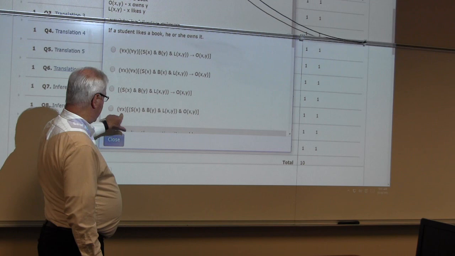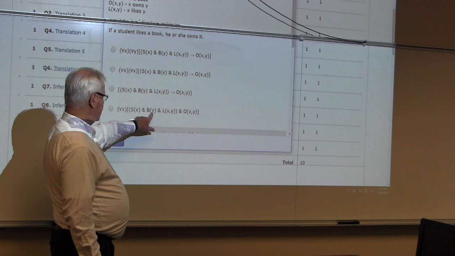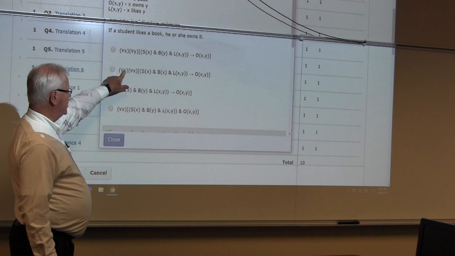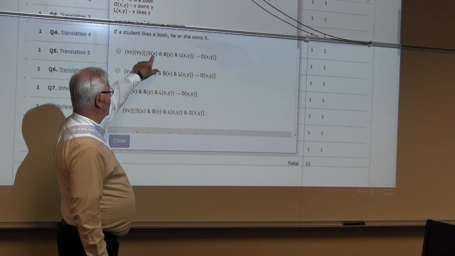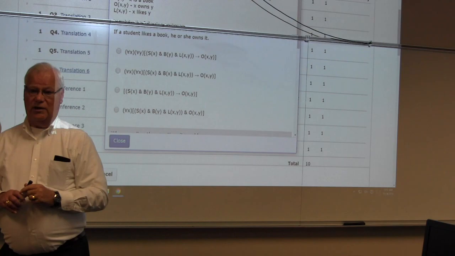For all X, where X is a student, and Y is a book, but wait a minute. We didn't say whether it's all Y or there exists a Y. So the only one that makes sense is right here. For all X and for all Y, where X is a student, Y is a book, and the student likes the book, the student owns the book. Okay? That's the cleanest one.